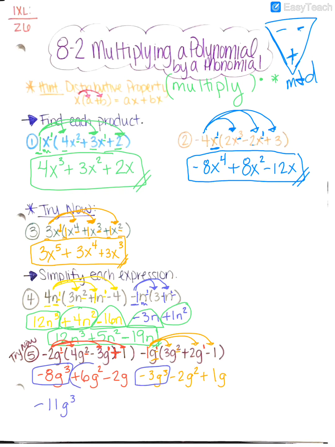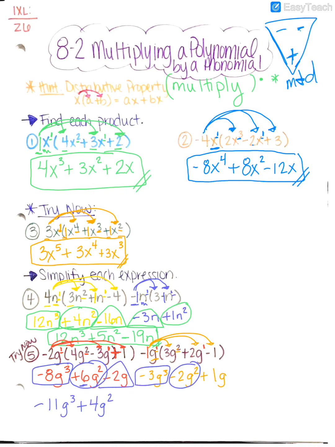And then I have my squared. Here it's different signs, so I'm going to subtract. 6 minus 2 gives me 4 g squared. And keep the sign with the bigger number. The 6 is bigger, so I'm going to put a plus in front.